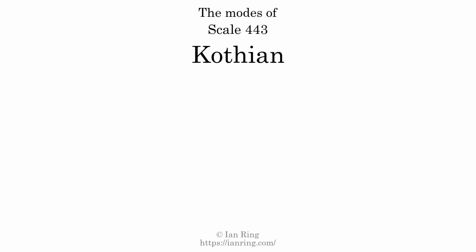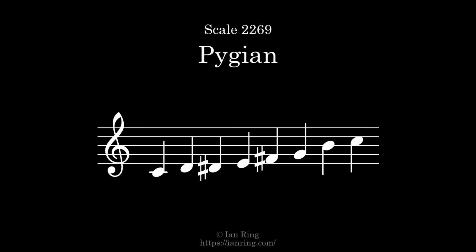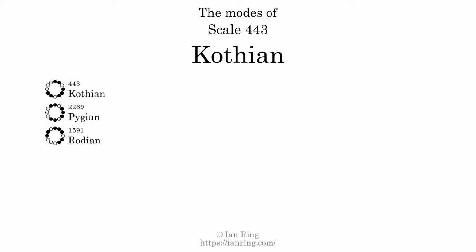This scale has 7 modes. The first mode is itself. The second mode is scale 2269, also known as Pigeon. It sounds like this. The third mode is scale 1591, also known as Rhodian. It sounds like this.